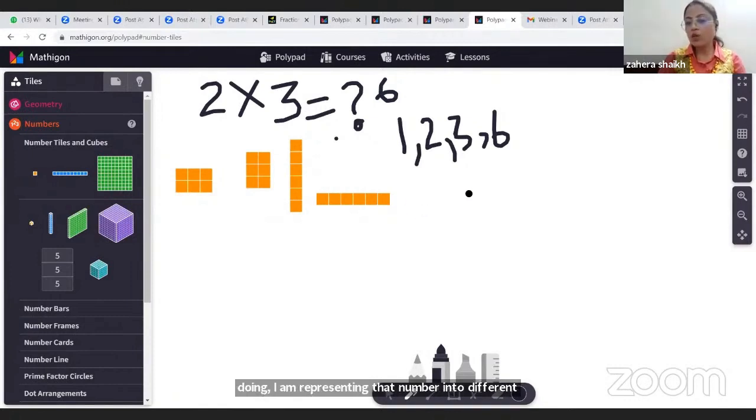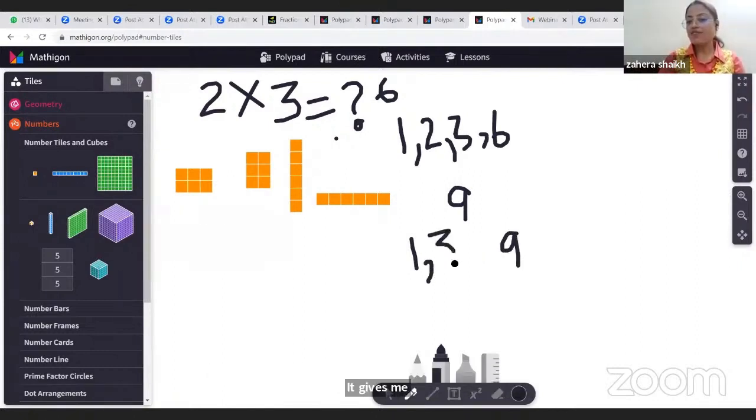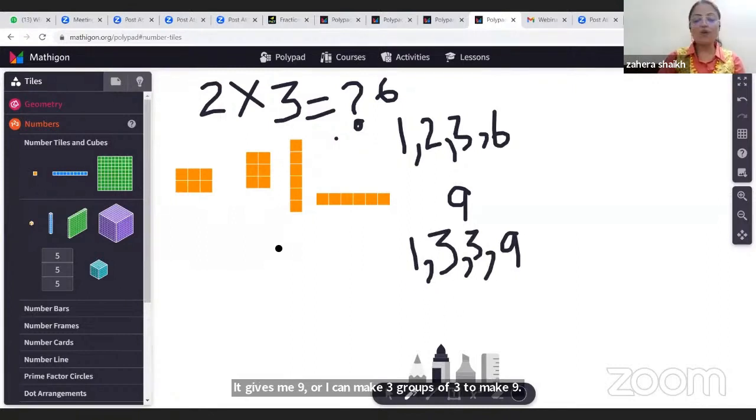So what groups can I make to represent the product 9? I know that if I make one group of 9, it gives me 9, or 9 groups of 1, it gives me 9, or I can make 3 groups of 3 to make 9. So what are all these? These are factors, right? Again, okay.